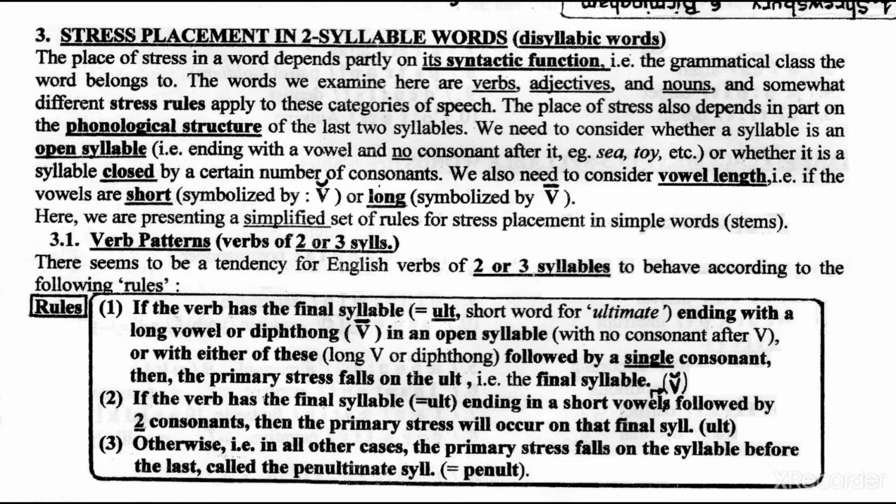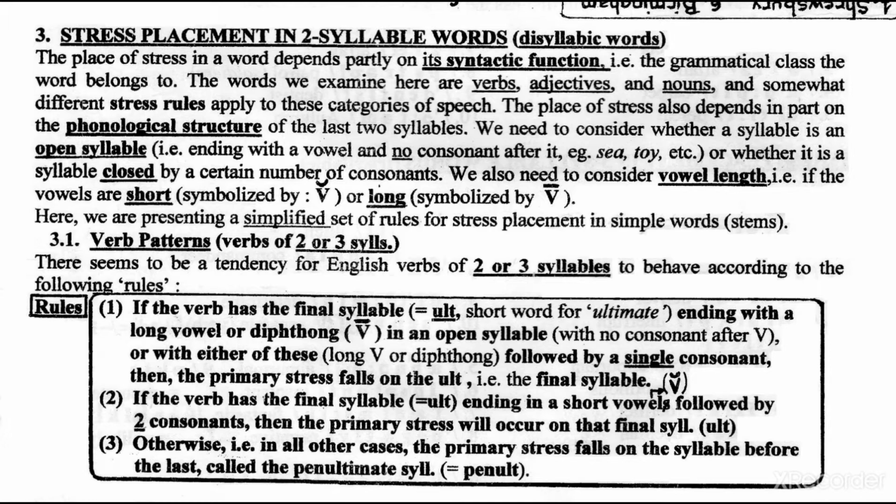We carry on the rule, or whether it is a syllable closed by a certain number of consonants. So what does it mean, a closed syllable? A syllable which is closed or ends with a number of consonants. It means after the peak we have consonants, so a syllable with a coda. It can be one syllable or more, or one consonant or more.